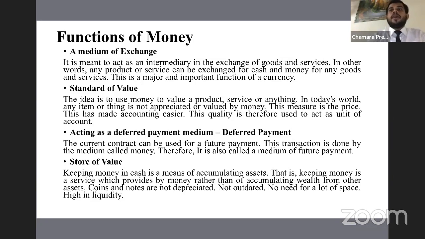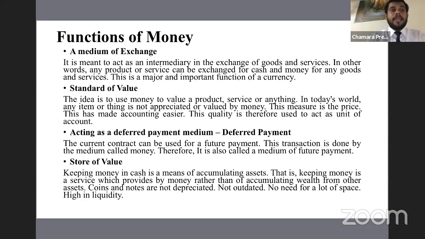Okay, standard of value. And acting as a deferred payment medium. Deferred payment means the current contract can be used for a future payment. Now, if you want to give some money in the future, you can do it, right? So that's called deferred payment. And this transaction is done by the medium called money. Therefore, it is also called a medium of future payments. You can make future payments via money. And a store of value: keeping money in cash is a means of accumulating assets. So when you collect money, it increases and accumulates your assets, right? So that's called store of value.